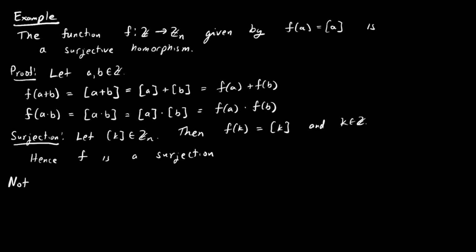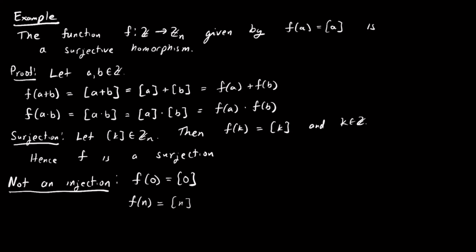One thing to note is this is not an injection. And why is that the case? Well, I know that f of 0 gives the equivalence class of 0, and I know that f of n is the equivalence class of n, but since we're working in Z mod n, n is equivalent to 0 mod n, so this is the equivalence class of 0. So the idea is that I have f of 0 is equal to f of n, but the integer 0 is not equal to the integer n. Okay, so this is an example of something that is a surjective homomorphism, but it is not an injection.